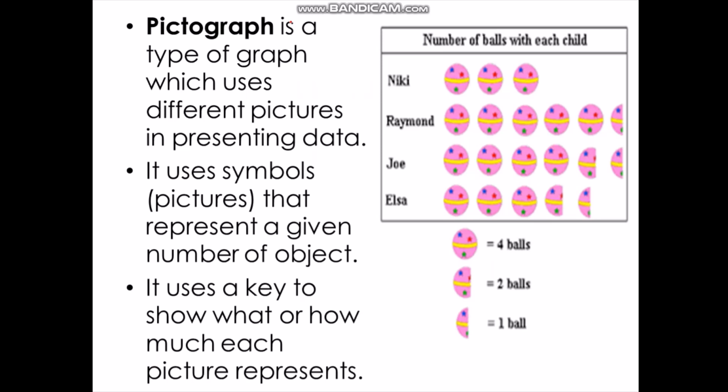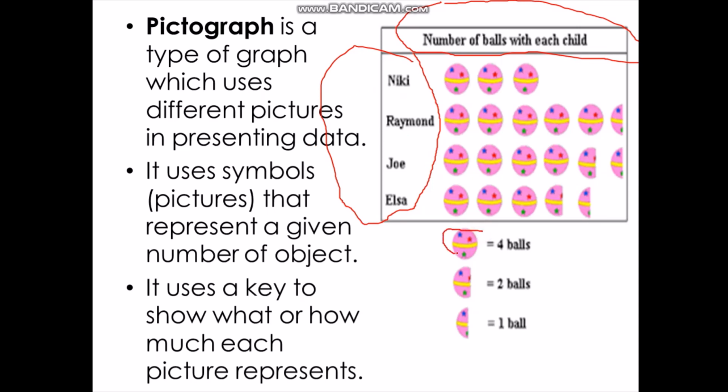So we have pictograph. A pictograph is a type of graph which uses different pictures in presenting data. It uses symbols such as pictures that represent a given number of objects. It uses a key to show how much each picture represents. As you can see in a pictograph, we also have a title at the top, and then we have the different things, and there are pictures there.